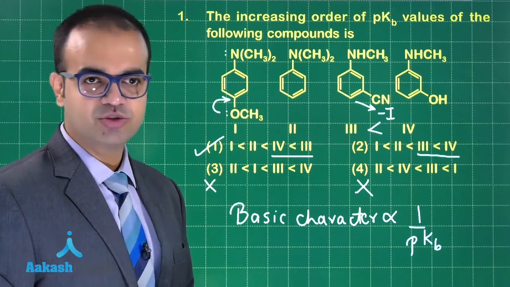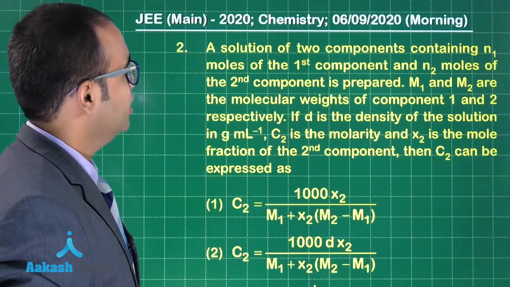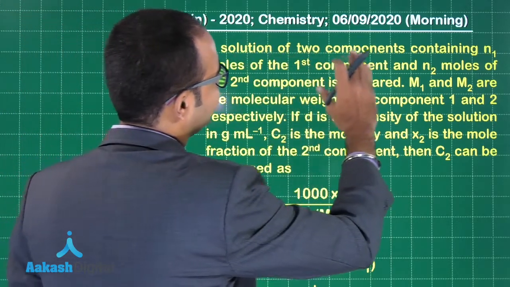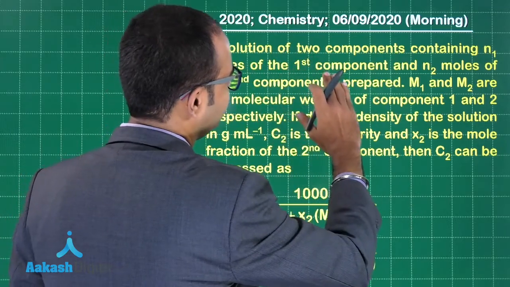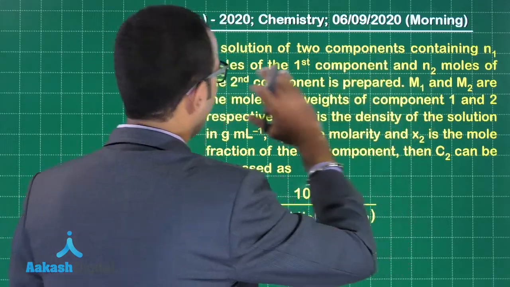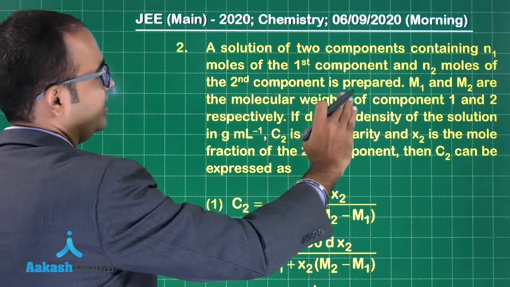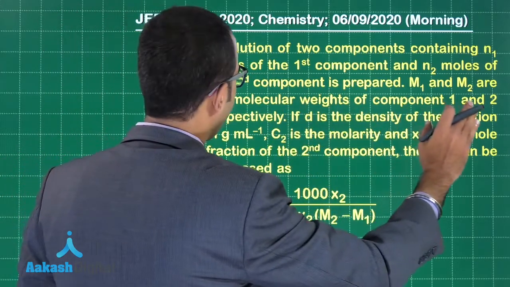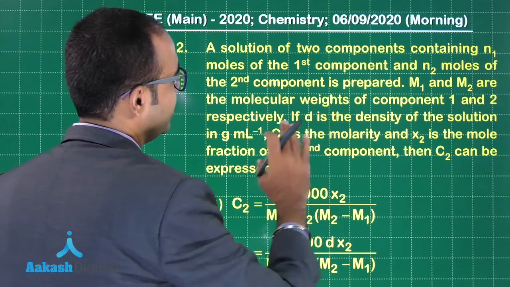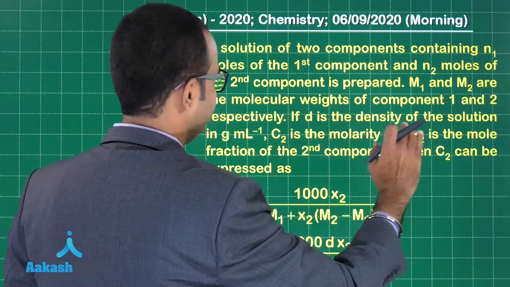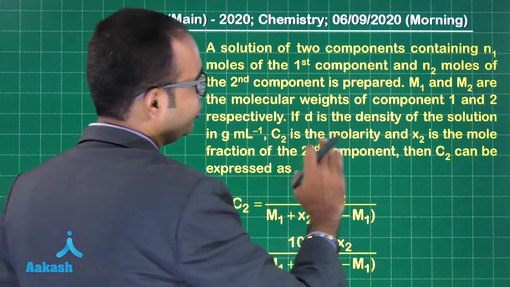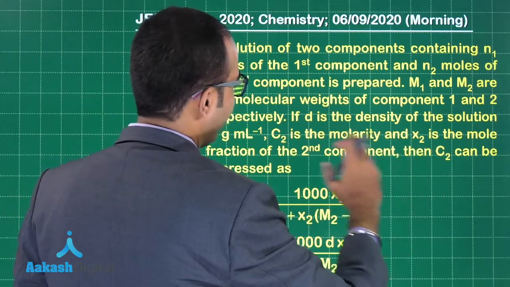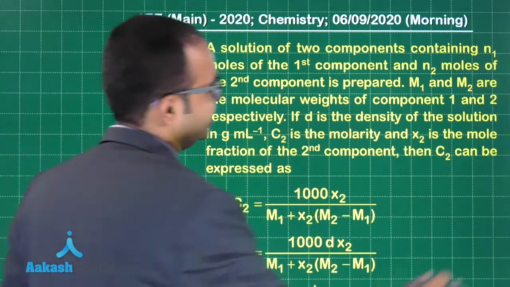Let us move on to the next question. Okay, looks like a very lengthy question. Let's see. A solution of two components containing N1 moles of first component and N2 moles of the second component is prepared. Okay, M1 and M2 are the molecular weight of component 1 and 2 respectively. Okay, if D is the density of the solution in grams per ml, C2 is the molarity and X2 is the mole fraction of the second component, then C2 can be expressed as, okay, let us look at the options.